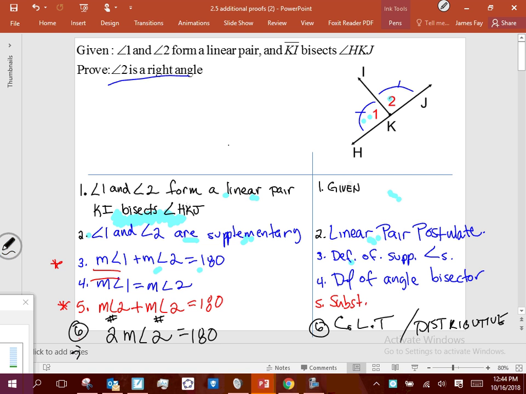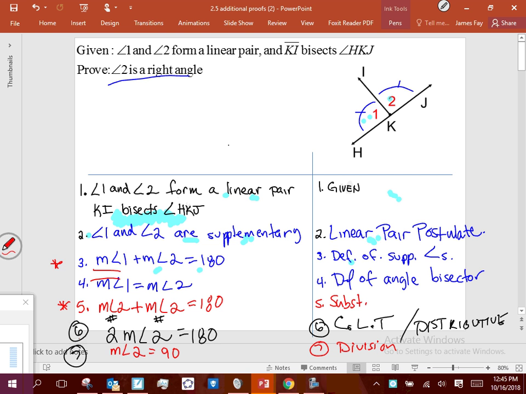And now you can maybe see where that halving idea comes in. I don't want to know twice the measure of angle 2. I want to know what one measure of angle 2 is. So what do I need to do? Divide both sides to get measure of angle 2 is equal to 90. Division.